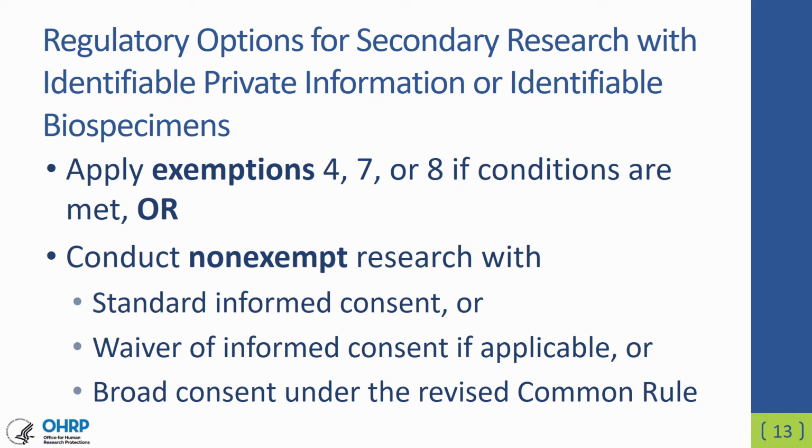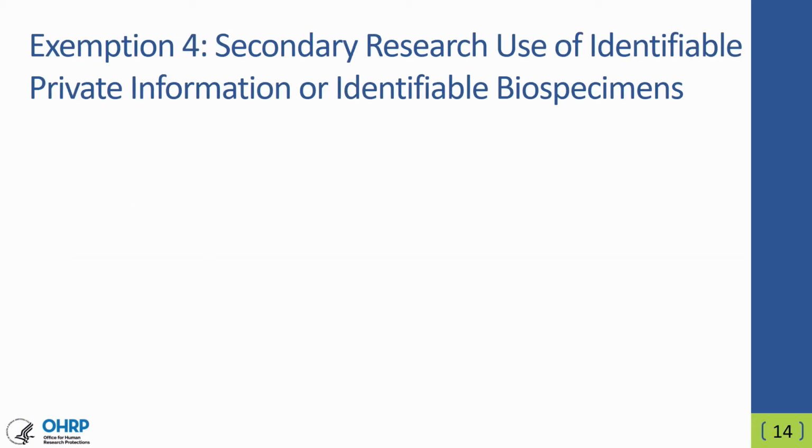And these are the options that are available for non-exempt human subjects research. So you could get standard informed consent. You could ask the IRB for a waiver of informed consent, if applicable. Or one could consider this new option called broad consent under the revised Common Rule. I'll be talking about these in more detail.